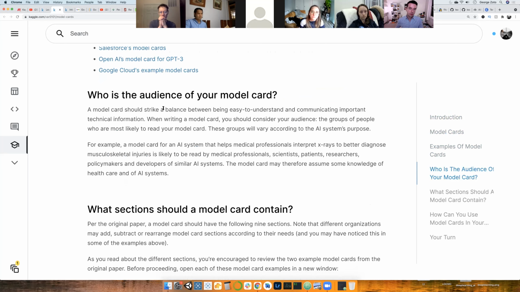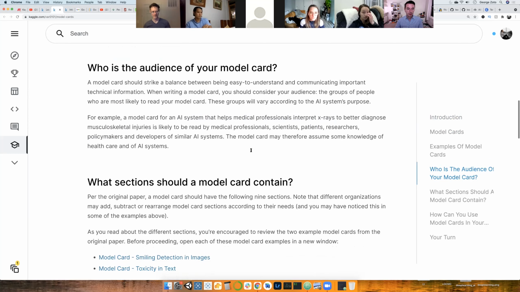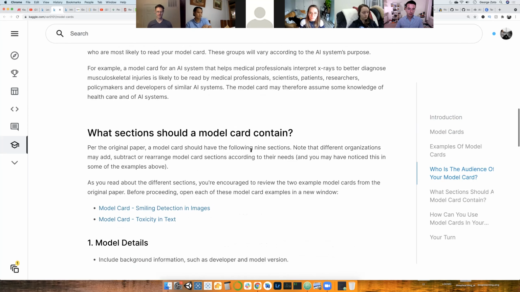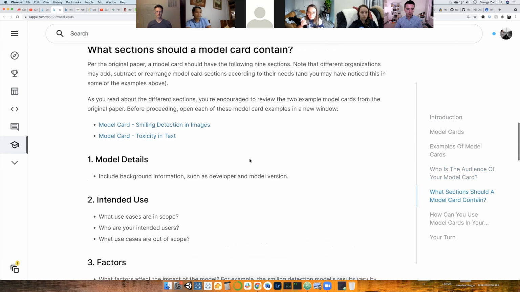One thing to keep in mind is who is the audience of this model card. For example, when looking at a model card for an AI system that helps predict or interpret X-rays, our audience will probably be medical professionals, scientists, patients, researchers, policymakers. We need to keep that in mind when designing the model card. What sections should a model card contain? The paper that introduced model cards has several sections, nine of them.